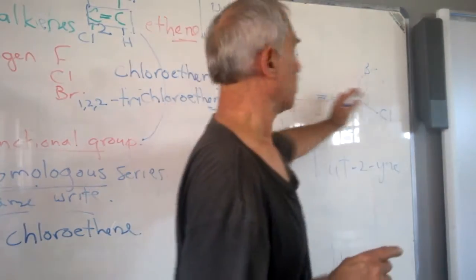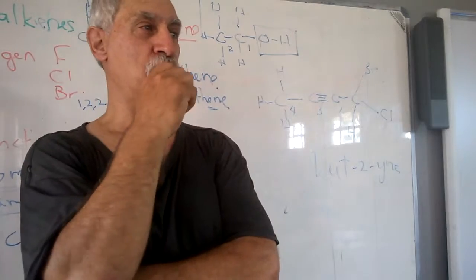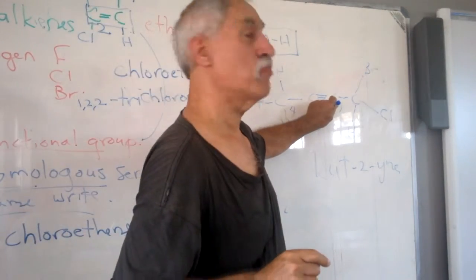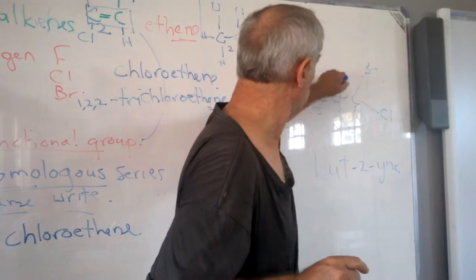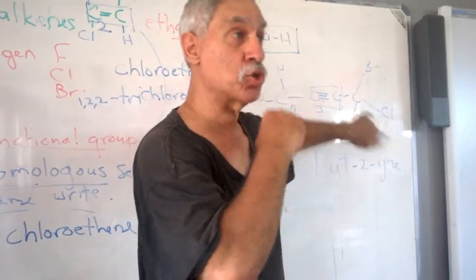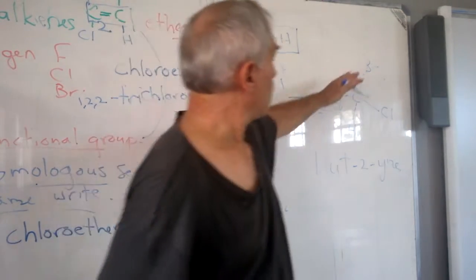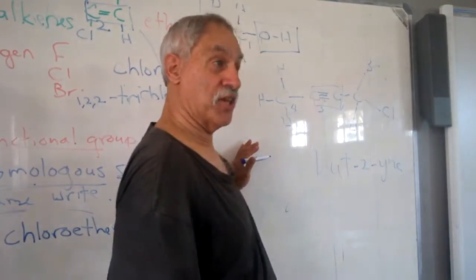Now that covers the middle. Do you see why it's but-2-ene? Because the double bond, which is its functional group, is on carbon number, the lowest one, 2. Happy with that? But we still have to put all that in front. So let's put it in front.